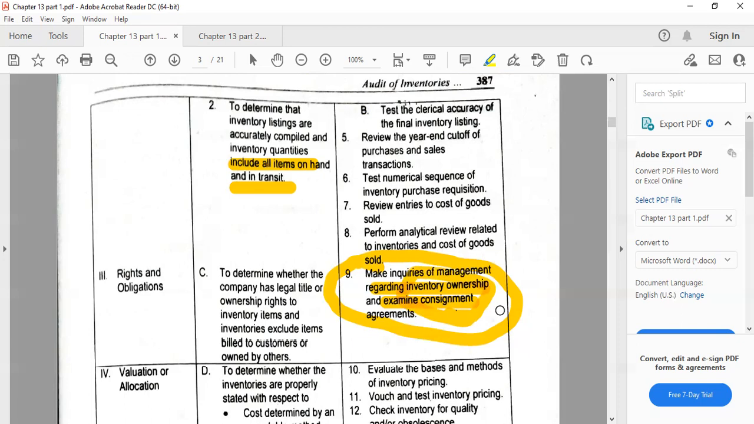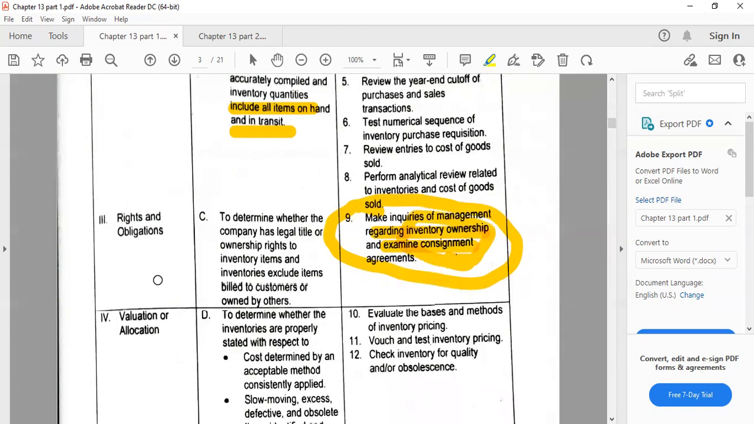So again, when it comes to consignment, the one who reports it on their balance sheet should be the consignor. The consignor is the one who reports it on their balance sheet. The consignee should not, and should exclude it from their inventories. So this also relates to the assertion on rights and obligations, to determine whether the company has legal title or ownership rights to inventory items and inventories.